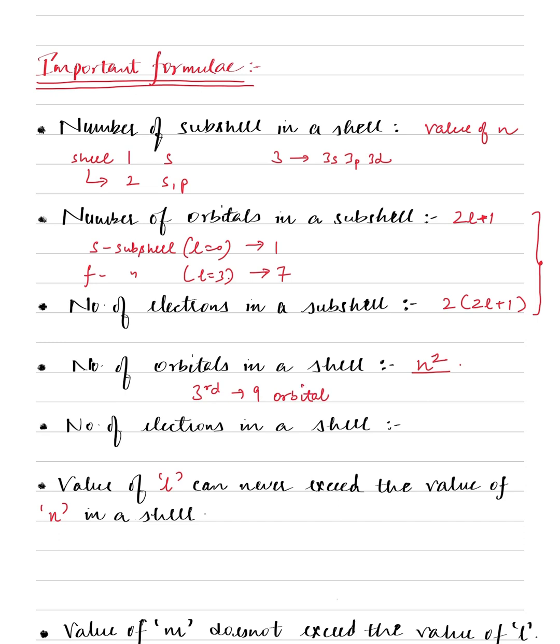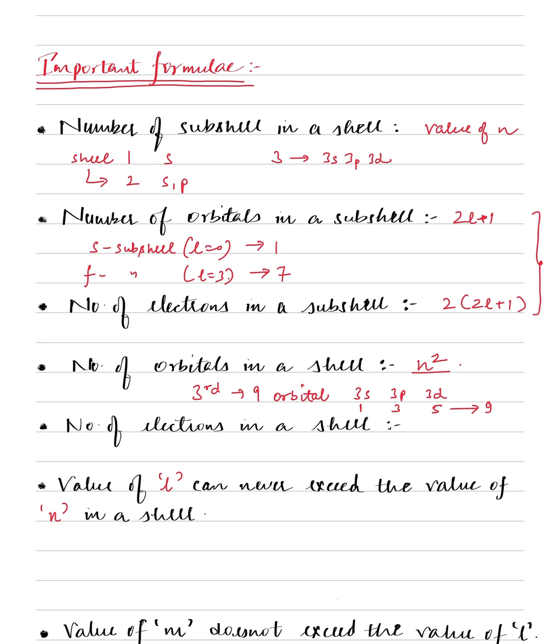And how is it possible? We know the third shell has 3s, 3p and 3d. 3s has 1 orbital, 3p has 3 orbitals and 3d has 5 orbitals. So 5 plus 3 plus 1, it is 9, which is also 3 square, right? So the number of orbitals in any shell is n square.